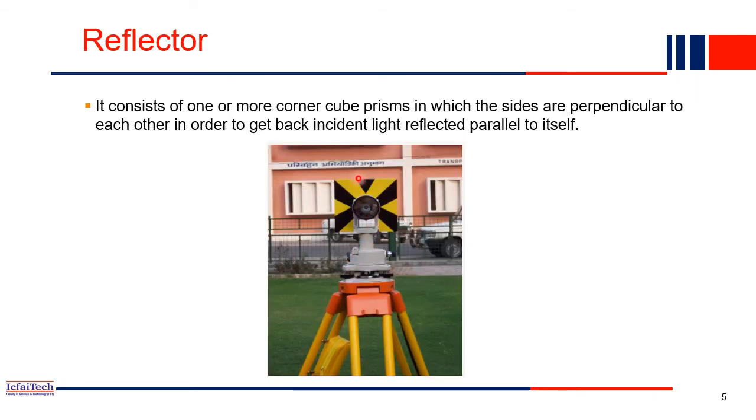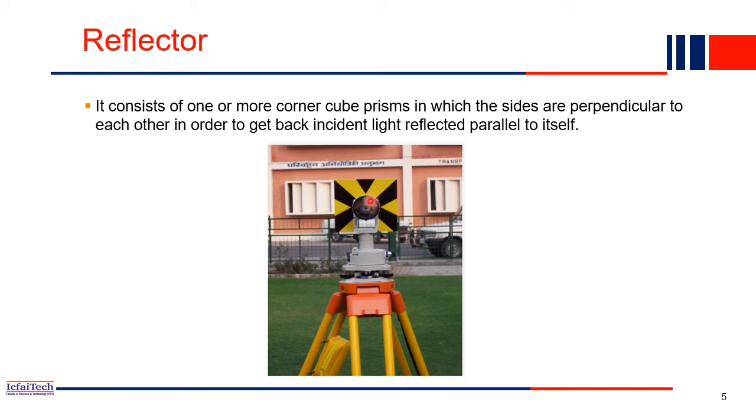This is the reflector which I was talking about. In the last slide you saw the EDM, the actual instrument, and this is the reflector. The reflector consists of one or more corner cube prisms. It is also mounted on a tripod, and the prism is at the center. This prism reflects the signal coming from the EDM instrument. Inside the prism the sides are perpendicular to each other, in order to get the incident light reflected parallel to itself.